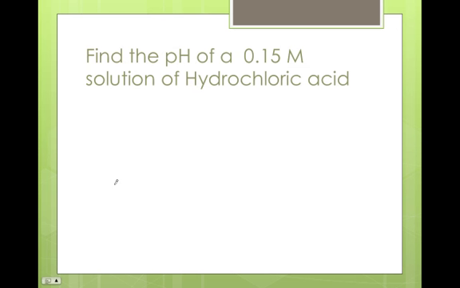All right, so find the pH of a 0.15 molar solution of hydrochloric acid. Go ahead and try this on your own. Pause and see if you can pick out how to solve this. All right, now that you're back, let's go ahead and work this out. So pH equals negative log of the concentration of H plus. Okay, so we can say this equals the negative log of 0.15.